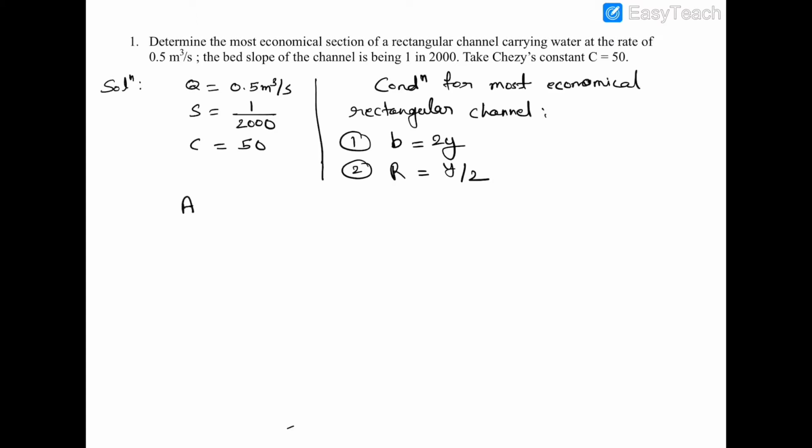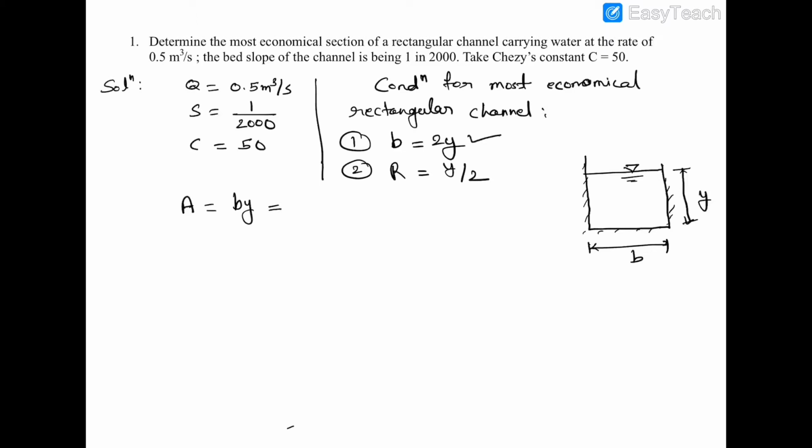What is the area of flow? This is your rectangular channel. This is width b and the depth of flow, let's say it is y. We have to find the value of b and y. A is equal to b y, and b is from this condition 2y, multiplied by y. This will be 2y square.